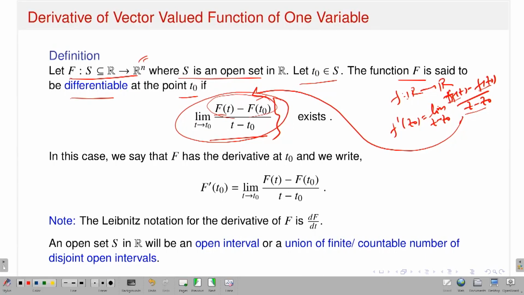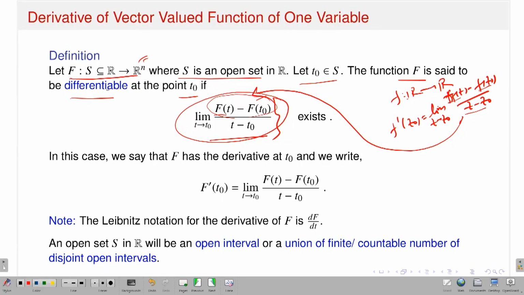But we know the concept of limit for functions from Rn to Rm. So, what you have to do? The same definition will be there. Instead of the modulus, it will have the norm. That's it. Everything will be the same, except you have to consider the existence of the limit in terms of the norm in Rn, because this time the quotient is a vector in Rn. That's it. So, that is the definition.